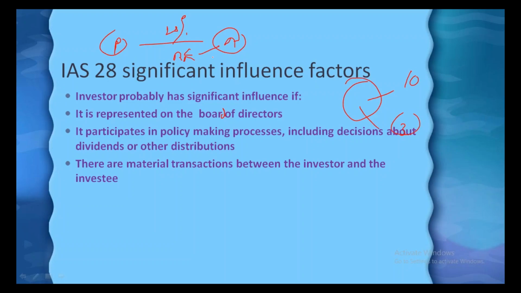What do you mean by material transaction? Company P may buy raw materials from company A. Company P may sell some finished goods to company A. Company P may hire some people from company A. Company P may take IT services from company A. So in other words, there are intercompany transactions always happening between company P and company A.